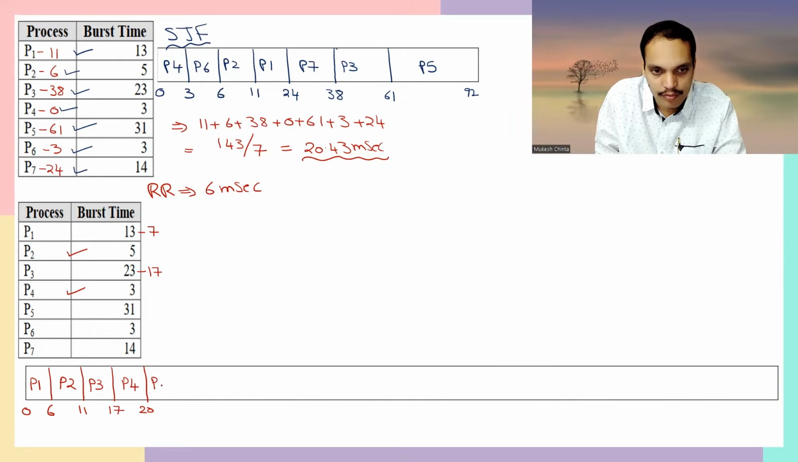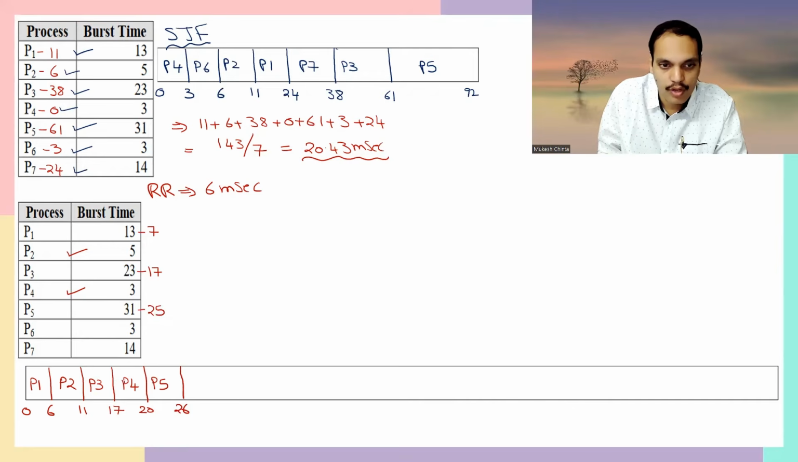Next comes P5. Once again, I add 6. Because the time quantum is only 6 milliseconds, I get 26. And here, I get 25. Followed by P6. P6 is a small quantum. So P6 gets completed by 29. Followed by P7.